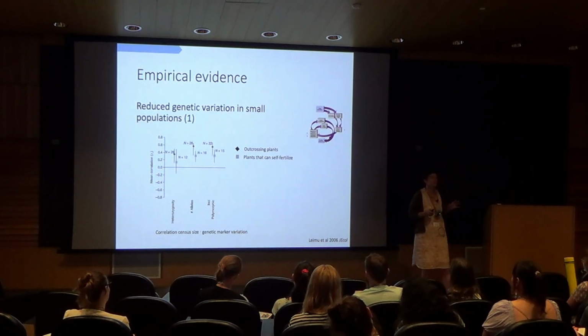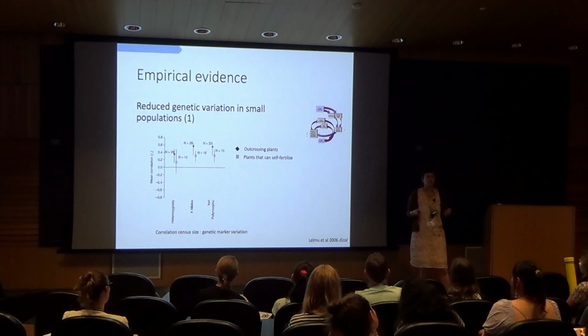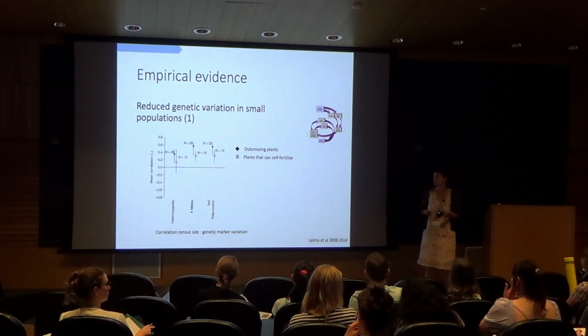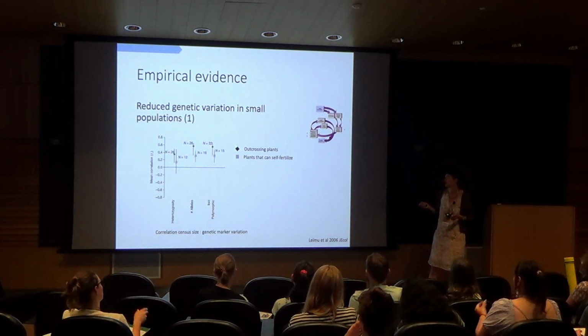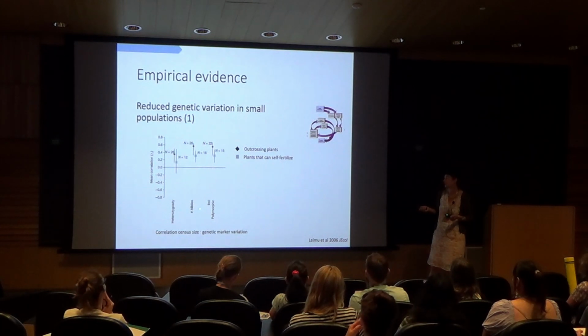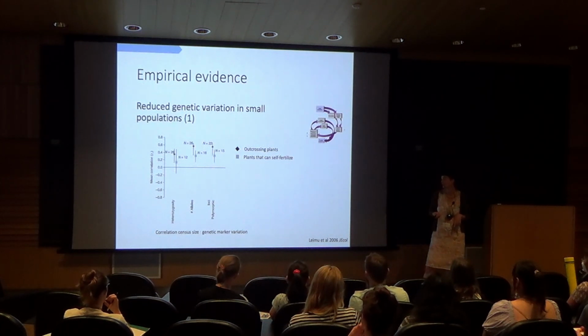About plants, the following has to be said. Most of them are hermaphroditic. They could self, but they do not self-fertilize, but are obligate outcrossers. So these are the signs here: diamonds, outcrossing plants. The highest correlation coefficients we see here are for outcrossing plants, and in regards to genetic marker variation, what was looked at is number of alleles and fraction of polymorphic loci.